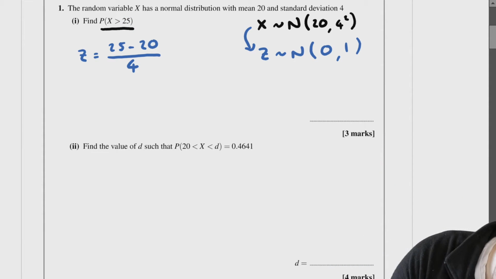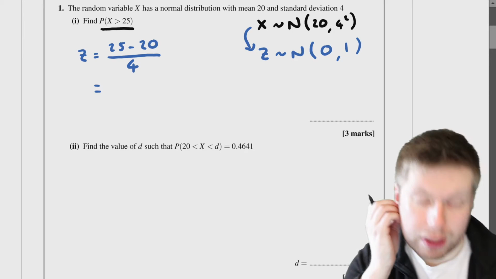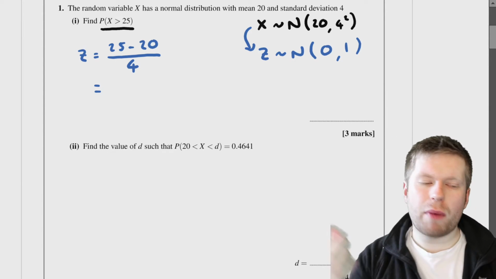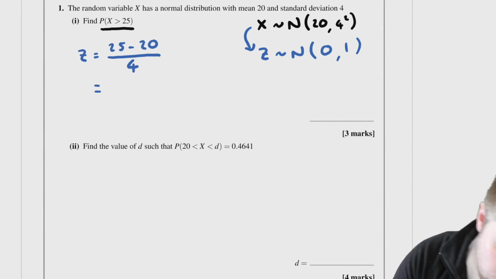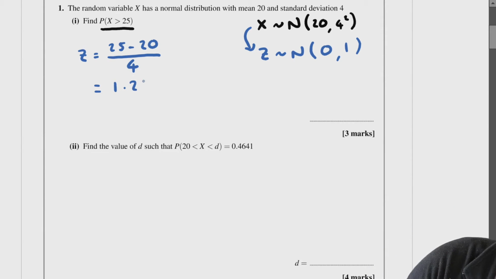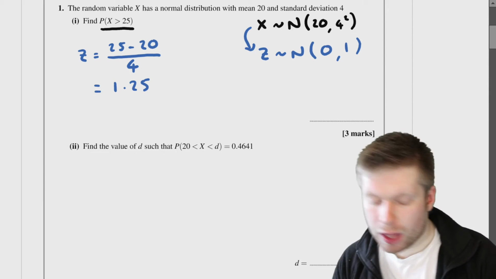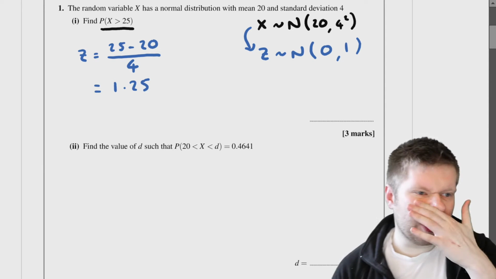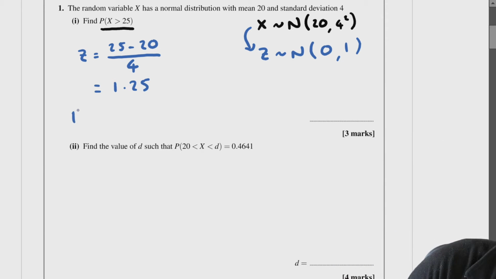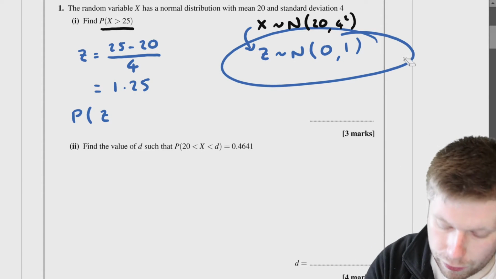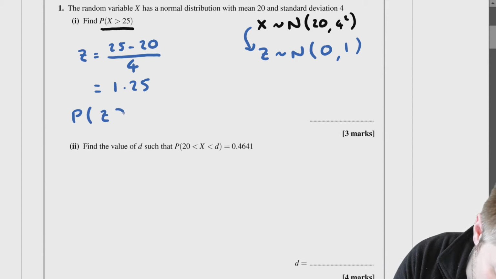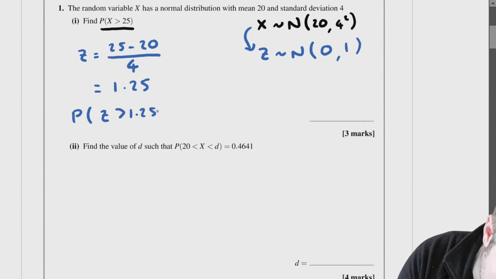So let's actually stick this into a calculator. In fact, I could probably do this in my head because 25 minus 20 is 5. And if I divide that by 4, I get 5 over 4 or 1.25. Okay, so in other words, my value which I now need to look at should be the probability that Z, now because I'm using the standard normal distribution, this one up here with mean of 0 and variance of 1, okay, has now got to be greater than 1.25.